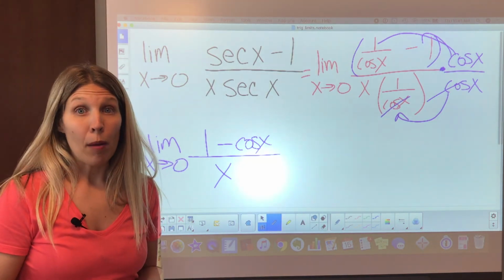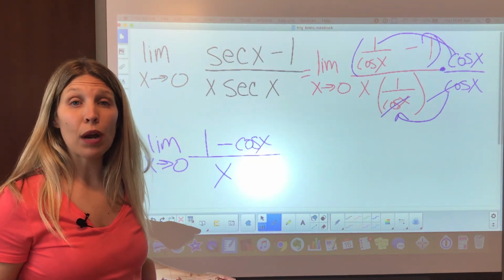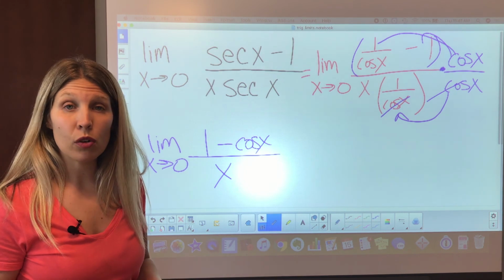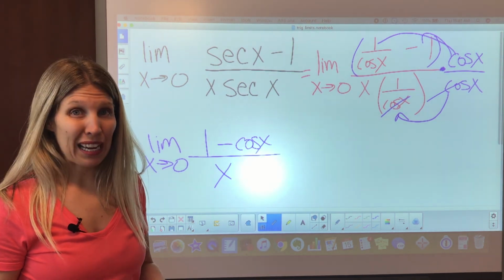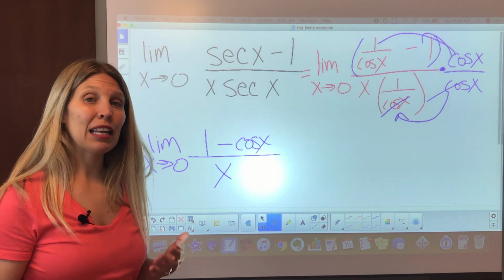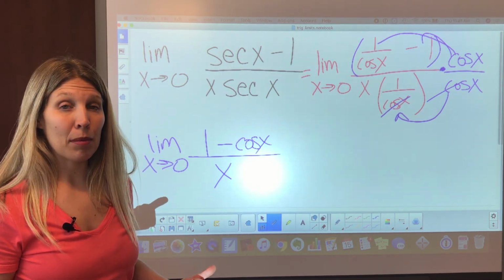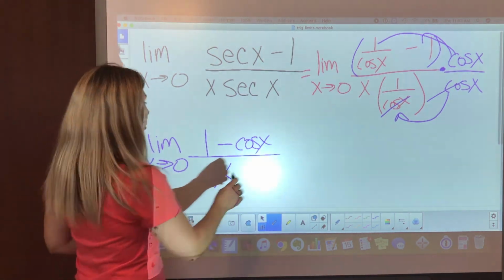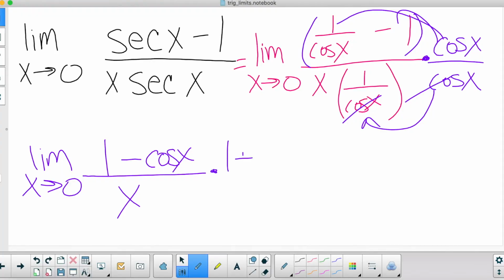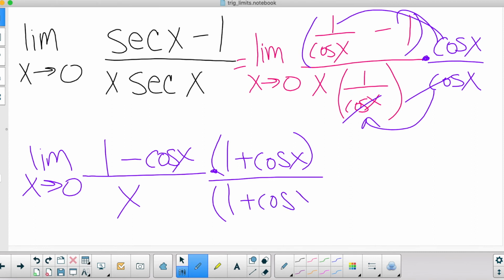But now we have another problem. If we plug in 0 to this problem, you're going to get a 0 in the denominator, which is no good. So we need to multiply now by a conjugate to get rid of that x in the denominator so it doesn't go to 0. Watch this next step. We're going to multiply by 1 plus cosine x. You have to do that in the numerator and the denominator because this is our magic 1.